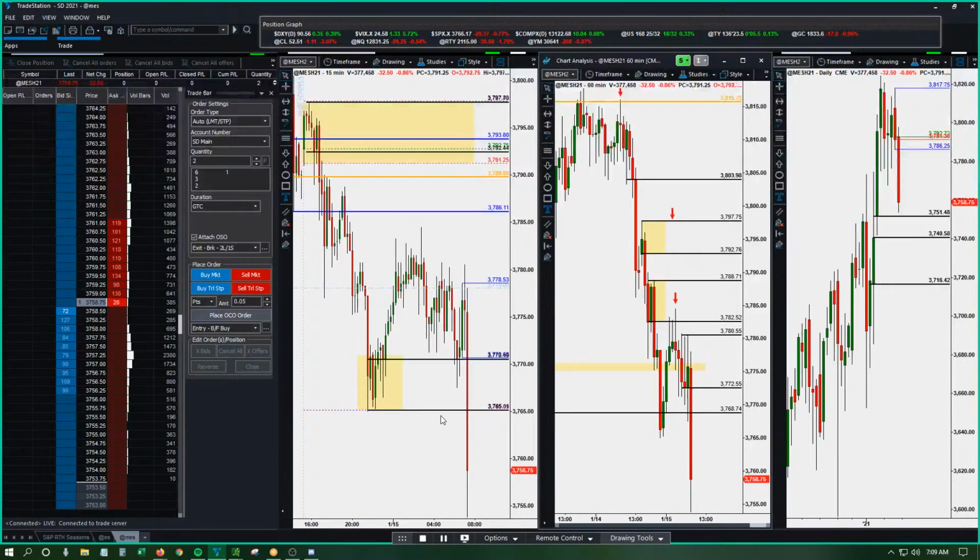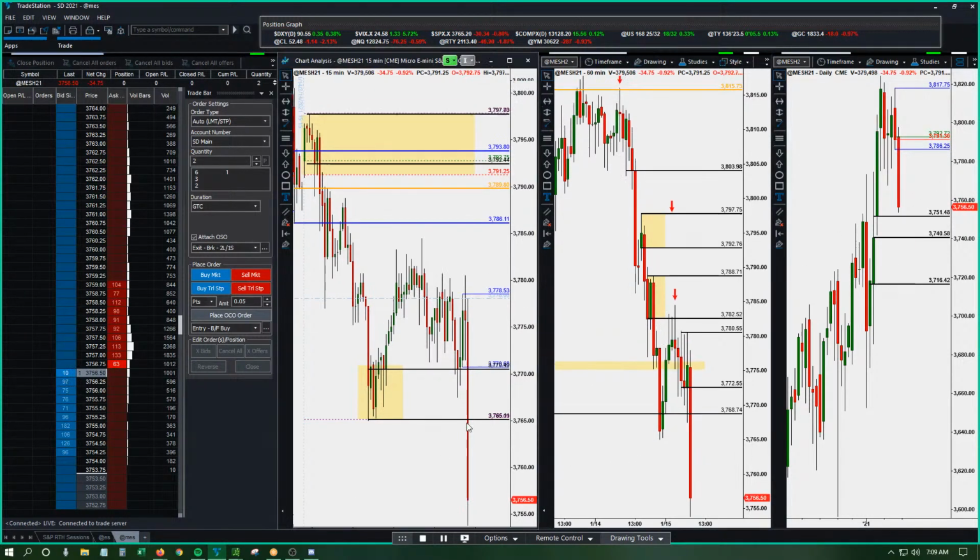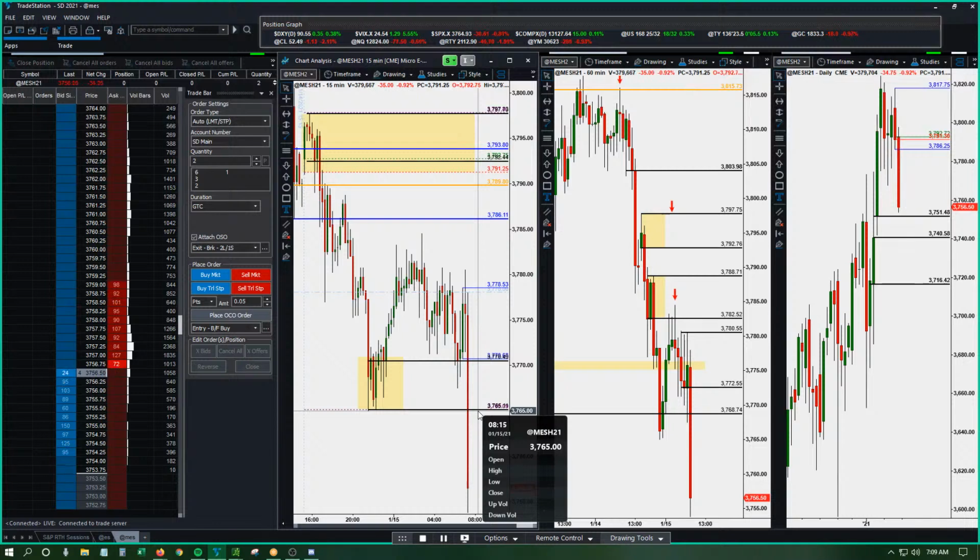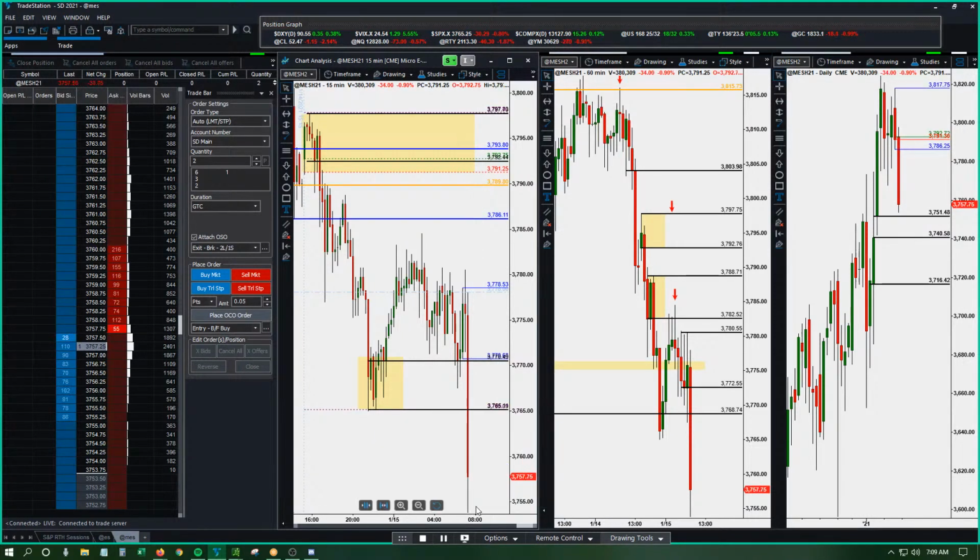No trades yet. Could have put a sell stop down here at 37.65, right below the overnight low, for a break of that on strong momentum after these numbers came out. That would have been a nice little trade. About 12 points to the downside off of that push.